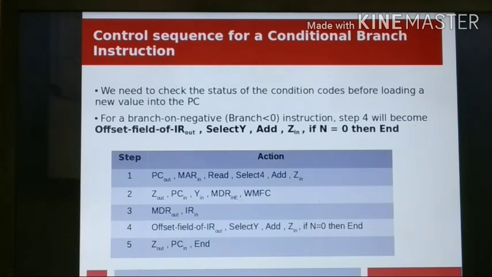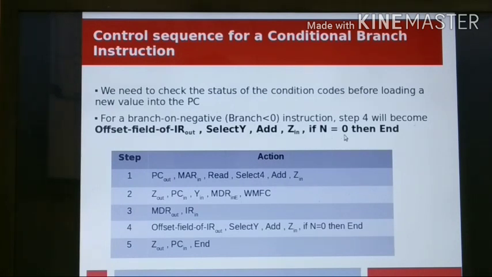Next, we can consider the control sequence for a conditional branch instruction. In the case of a conditional branch instruction, we need to check the status of the condition codes before loading a new value into the PC. For example, if we are considering the branch on negative instruction, step 4 will become offset field of IR out, select Y, add, Z in. If N is equal to 0, then end.